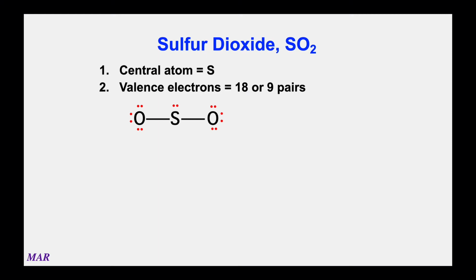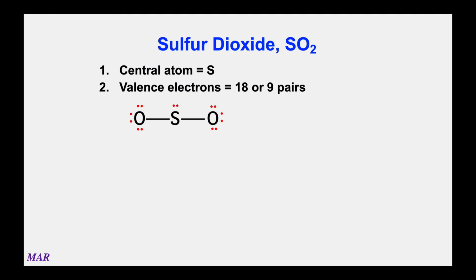Sulfur in the middle, oxygens on the outside. Put the bonding pairs down first to connect the oxygens to the sulfur. That's 2 of the 9 pairs. Then put the lone pairs around outside atoms first, and if there's any left over, put them on the inside. So you can see in this structure right here, the oxygens have a filled octet, 3 lone pairs and a bonding pair.